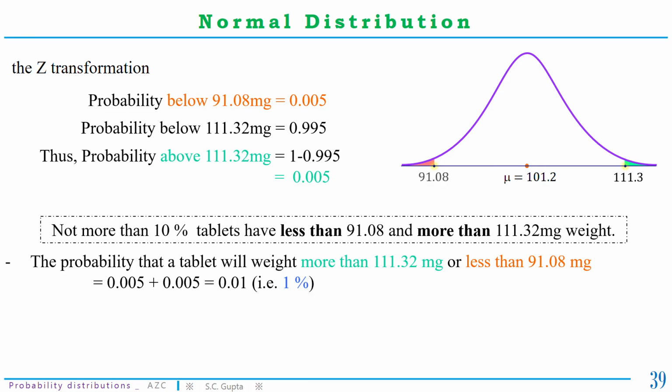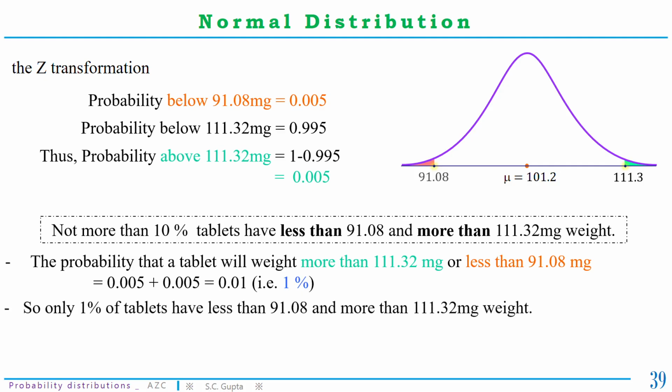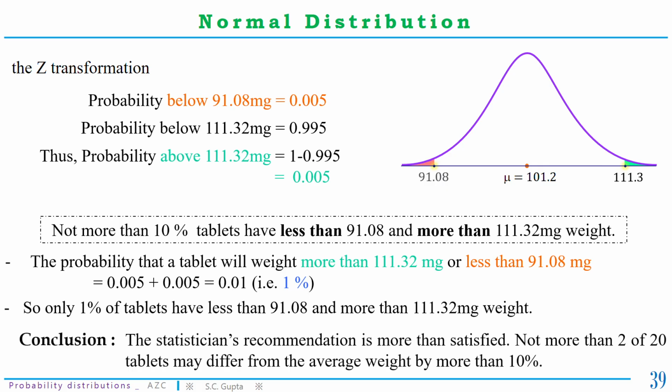0.005 plus 0.005 is 0.01. That is, only 1%. So only 1% of tablets have less than 91.08 and more than 111.32 milligrams weight. Conclusion: the statistician's recommendation is more than satisfied. Not more than 2 of 20 tablets may differ from the average weight by more than 10%.